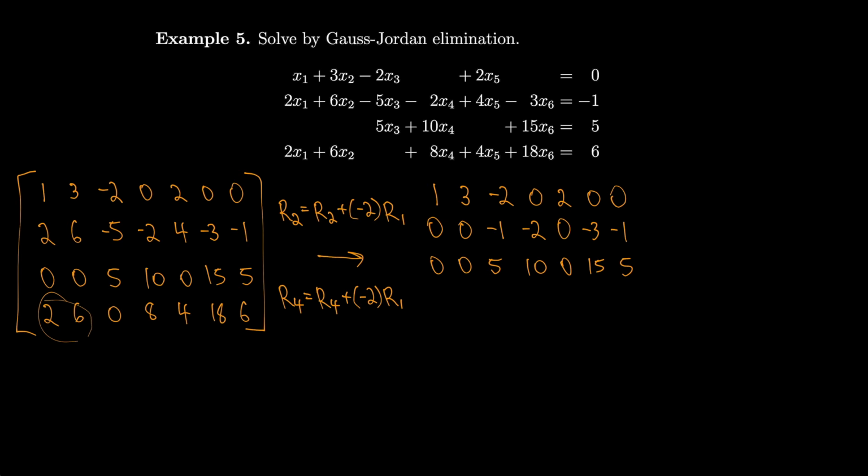And then my last row, I also eliminated some stuff. The 2 and the 6 get eliminated the same way as above. Negative 2 times negative 2 is 4, plus 0 is 4. And then 0 plus 8 will just stay 8. This is going to cancel the 4 the same way it did before. And then these are going to stay 18 and 6.